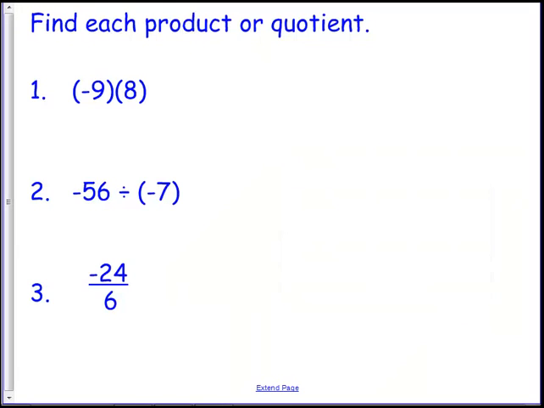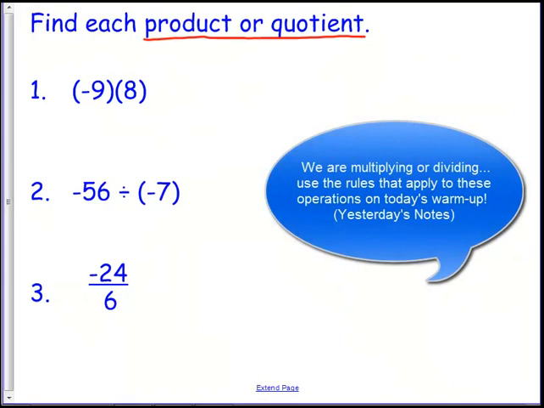The notes we took yesterday give you a lot of the rules that you need. The directions say to find each product or quotient. Remember, product is the answer to a multiplication problem. Quotient is the answer to a division problem. So we're looking at both of these as multiplication and division.